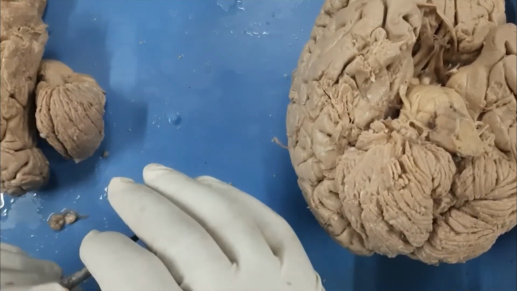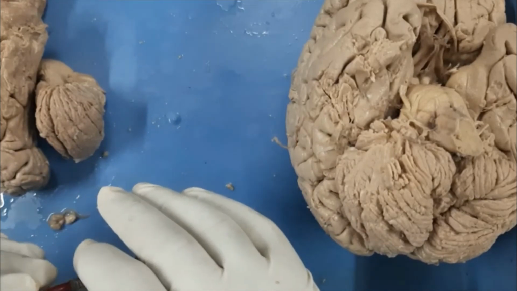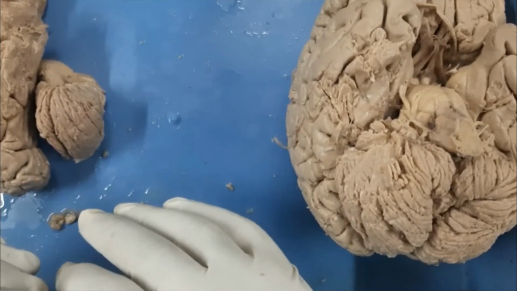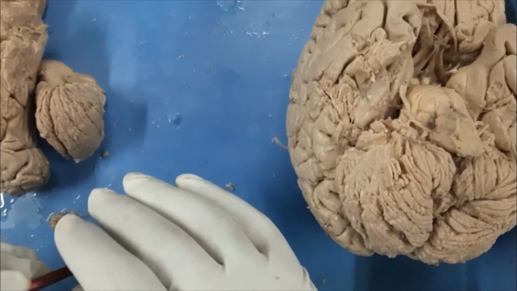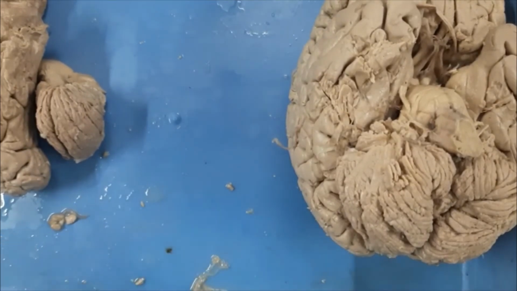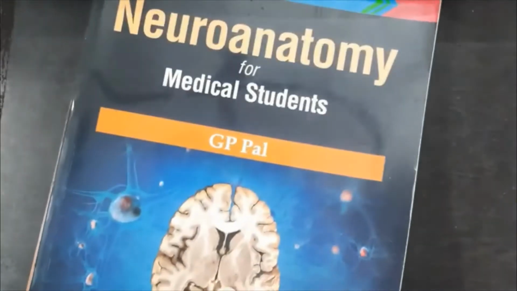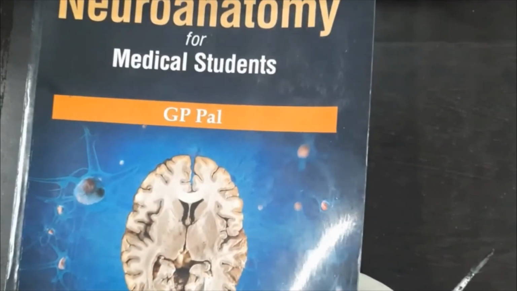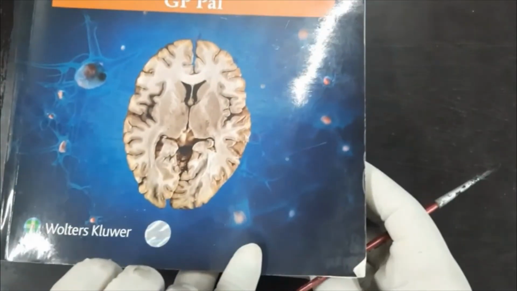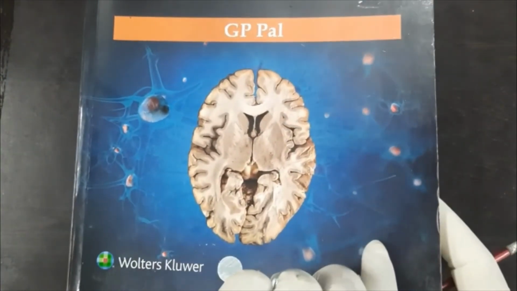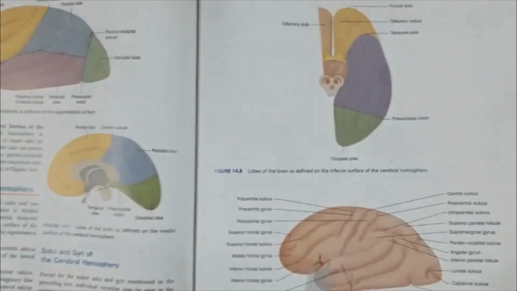And you should remember that these sulci and gyri show a lot of variation, so you will never get the book picture. Just a very quick revision of these sulci and gyri with the help of this diagram, which I will show you from the same book here, Neuroanatomy for Medical Students, written by me, and this is from Wolters Kluwer. I am thankful to Wolters Kluwer.